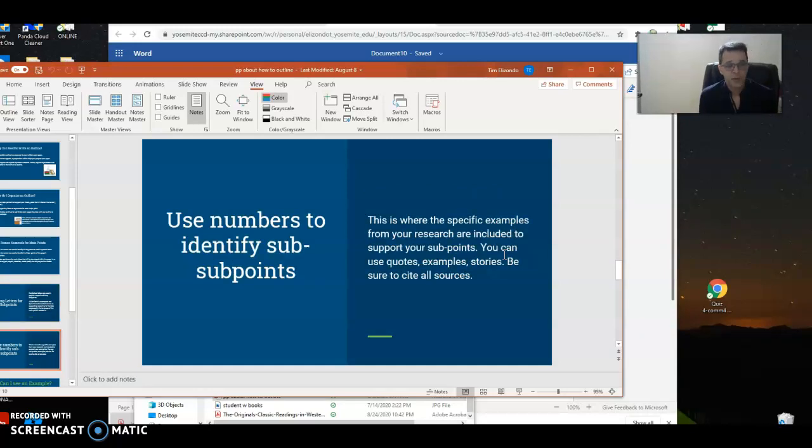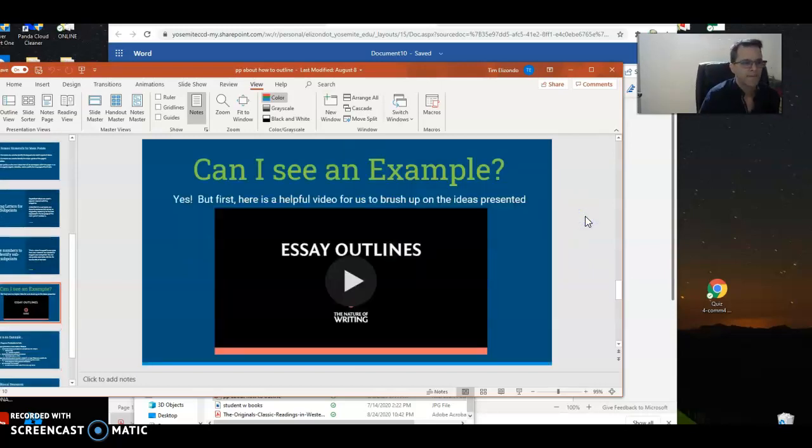Then we use numbers to identify sub-subpoints, because we might have those. So in my Iron Man example, my subpoints might be Tony Stark starts out in the cave. He develops a technology in a cave. Then he saves the world from, who does he fight in the first one? I don't know, like old man Iron Man. So this is where the specific examples of the research will be included. You can use quotes, examples, stories, and just make sure that you cite in an outline.